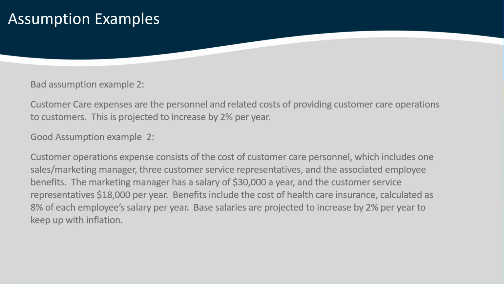Customer operations expense consists of the cost of customer care personnel, which includes 1 sales marketing manager, 3 customer service representatives, and the associated employee benefits. The marketing manager has a salary of $30,000 a year, and the customer service representatives $18,000 per year. Benefits include the cost of health care insurance, calculated as 8% of each employee's salary per year. Base salaries are projected to increase by 2% per year to keep up with inflation. So you see it actually lays out what makes up this cost and why it's expected to change the way that the forecast lays out.